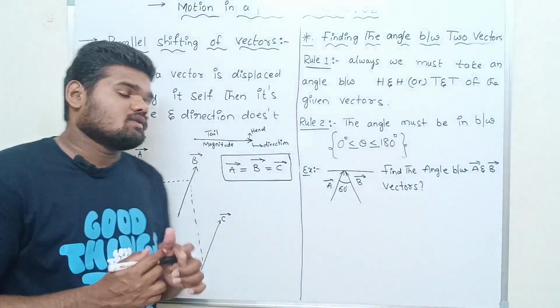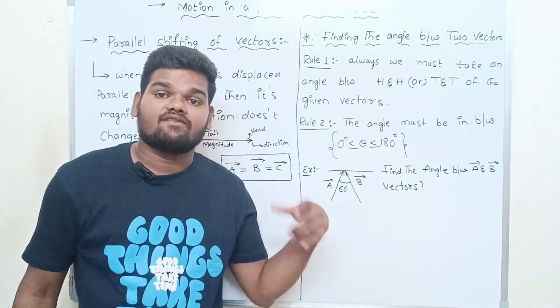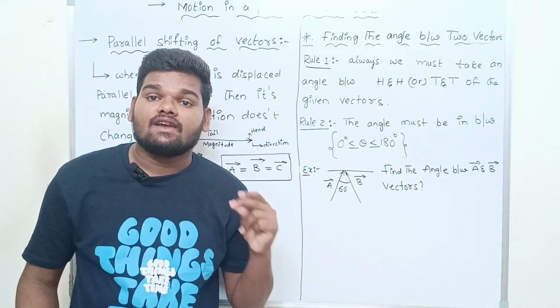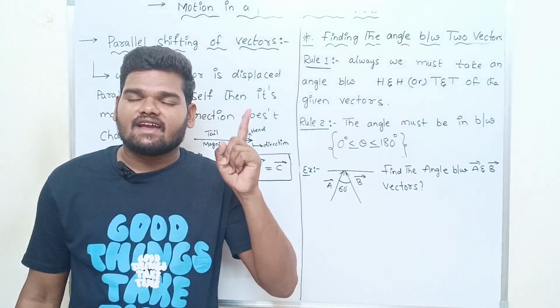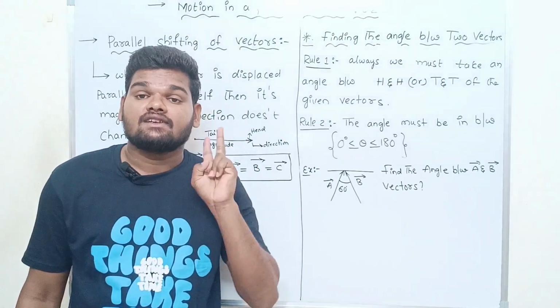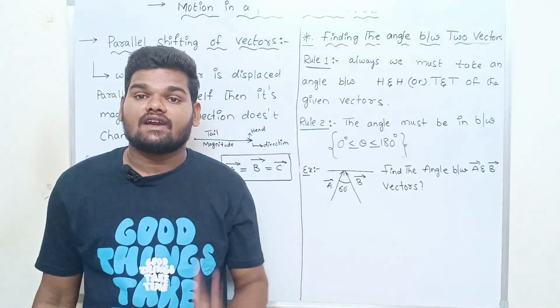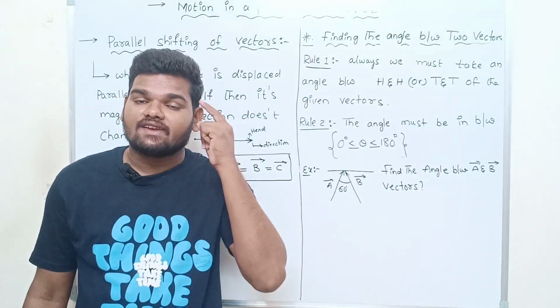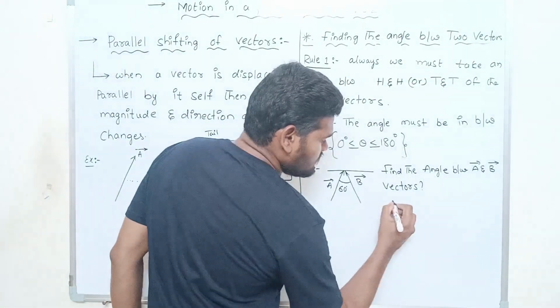Okay, so whenever we are dealing with this type of question, finding the angle between two vectors, we must remember two rules. First rule: we have to take the angle between head and head or tail and tail of the given two vectors. Second one: the angle must lie in between 0 and 180 degrees. These two rules we must remember. Right, I'm going to do the solution by using the two rules.